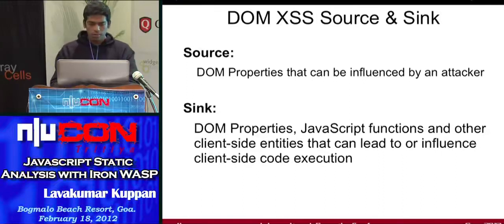In fact, the whole location property itself is a source, because the value of this property can be controlled by an external entity. Because by sending you a URL, I can control the value which is stored inside the location object, right? So this is the source, and I've got an example for this here. Okay, so any DOM property that can be influenced by the attackers is what is called a source, and DOM properties, JavaScript functions, or any other client-side entity that can lead to or influence JavaScript code execution is what is called the sink.